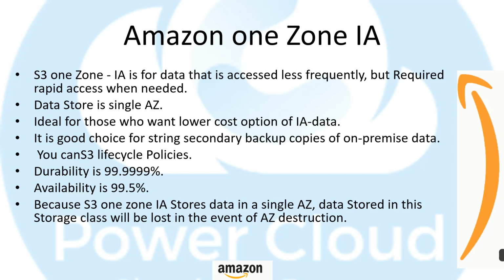The durability is 99.99% and availability is 99.95%, right? Because S3 One Zone-IA stores data in a single availability zone. The data stored in this storage class will be lost in the event of availability zone destruction. I just told you this, right?